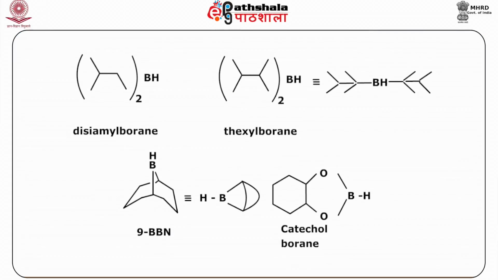Shown here are other examples in which boron is used as a hydride donor, like disiamyl borane, thexyl borane, 9-BBN or catechol borane, and these are the various forms that are used for hydroboration. That is, you can say these are the boron reagents used for hydroboration.